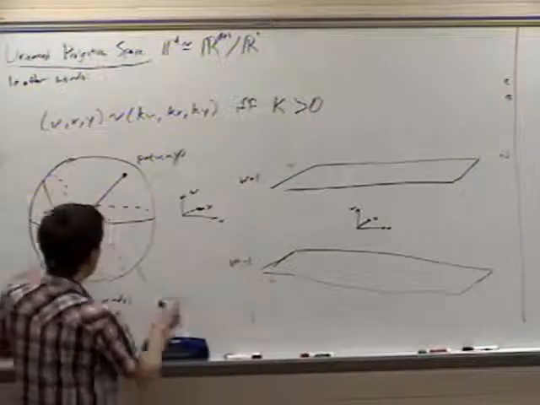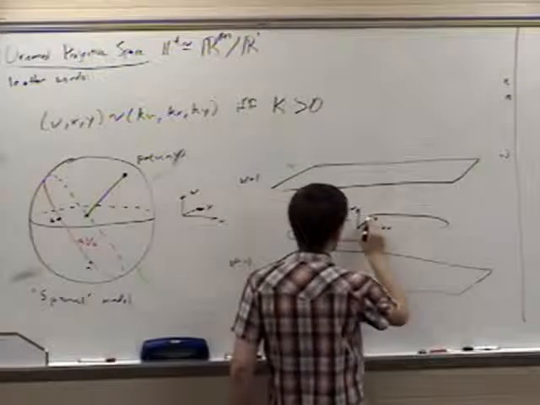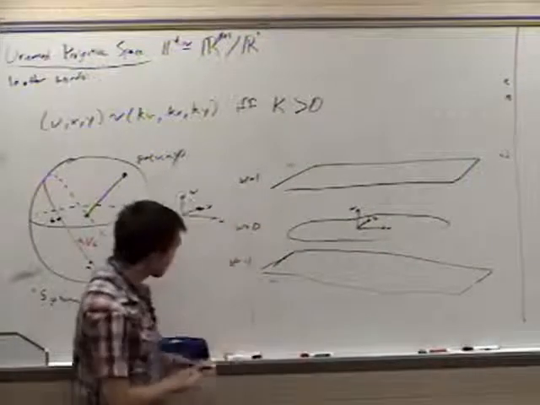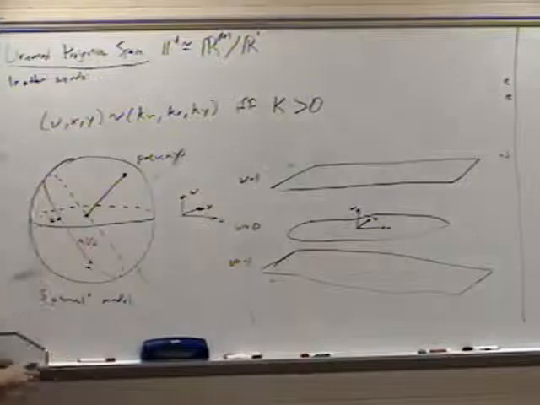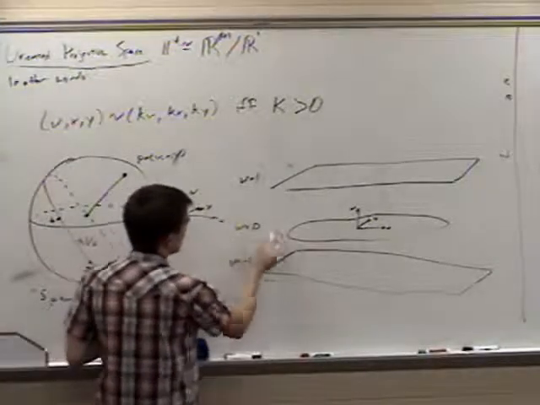And then for the equator here, we're going to just have this circle, which is w equals 0. So this is where the center line goes.